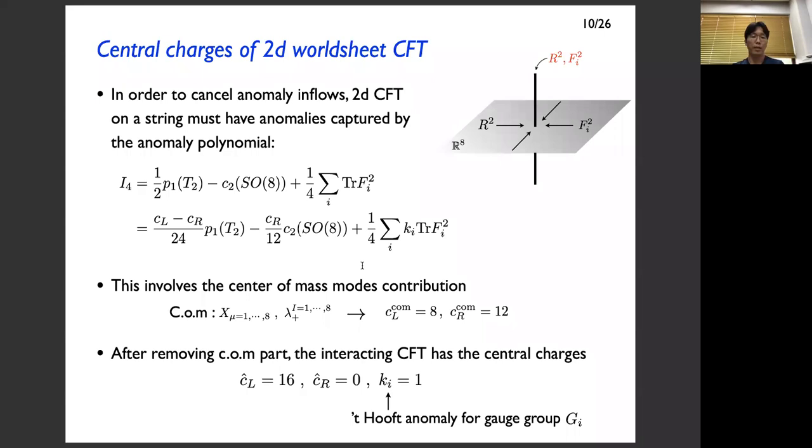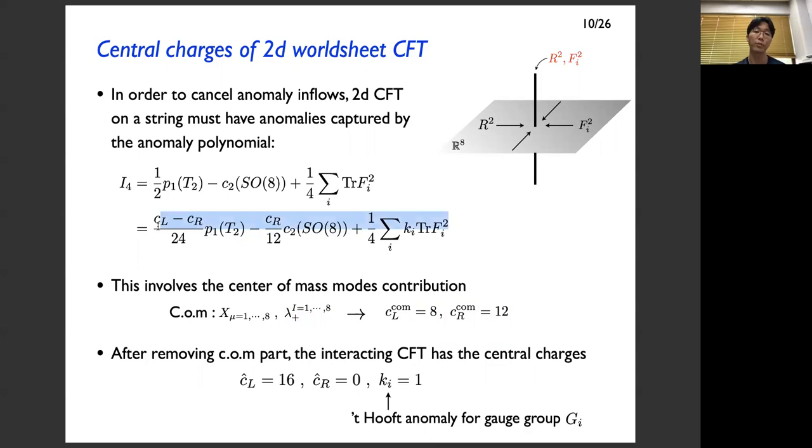Okay, and also this anomaly polynomial involves the center of mass degrees of freedom. So we have to subtract the contribution from these degrees of freedom. The center of mass consists of A scalars for the transverse motion of the strings, and A fermions, which are the A broken supersymmetries in the presence of the string. And from this center of mass mode, we have a central charge contribution. So we have to subtract this center of mass contribution from the central charge we computed from the anomaly polynomial, okay?